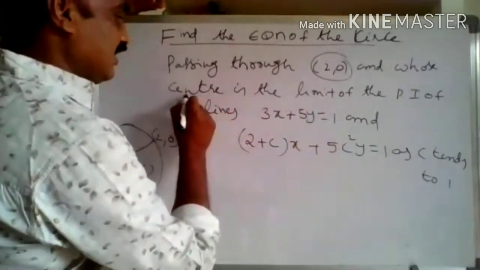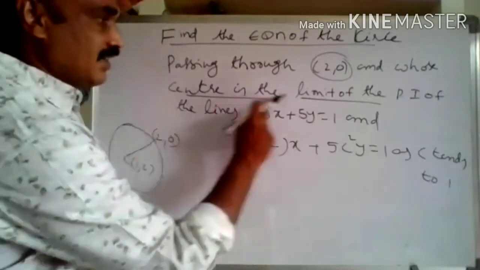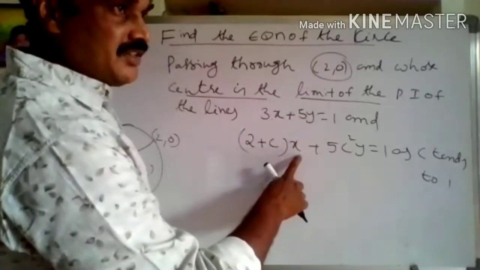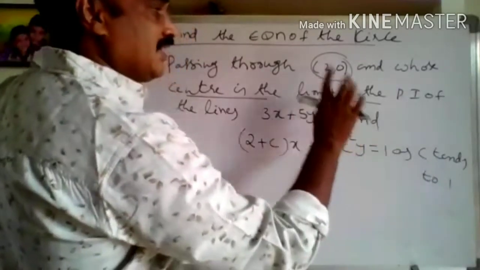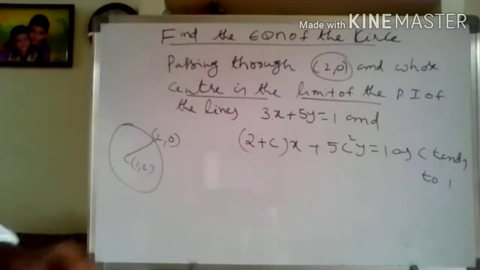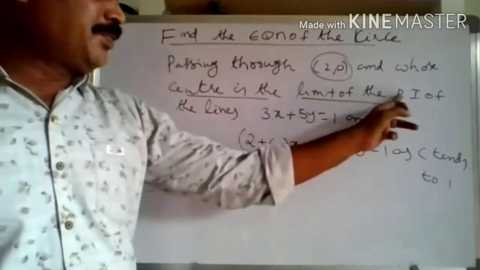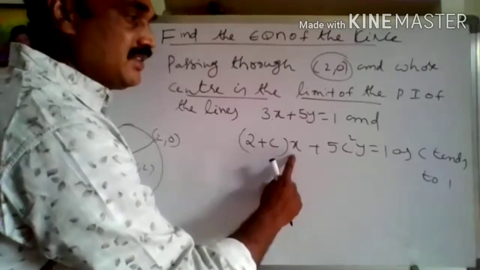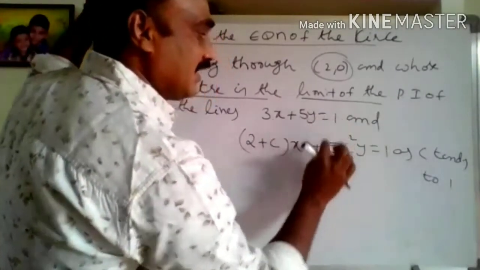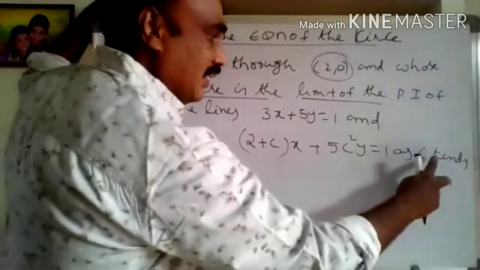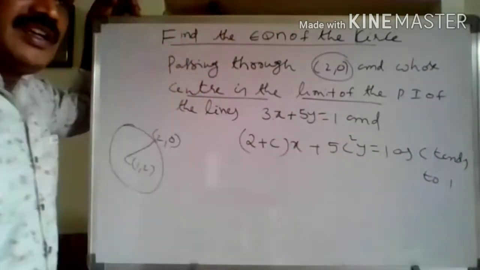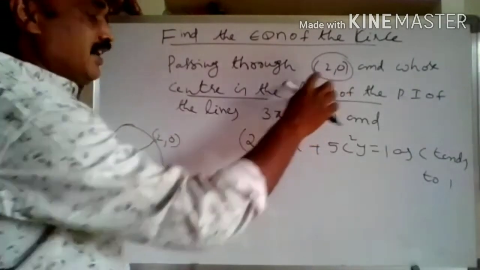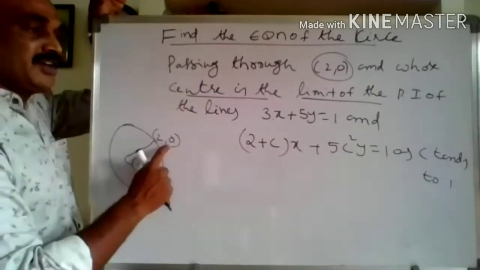But the center is the limit of the point of intersection of the lines as c tends to 1. First calculate the point of intersection of these two lines, and applying c tends to 1, we get the center. Next, for the circle, calculate the radius, which is the distance between the center and any point on the circle.